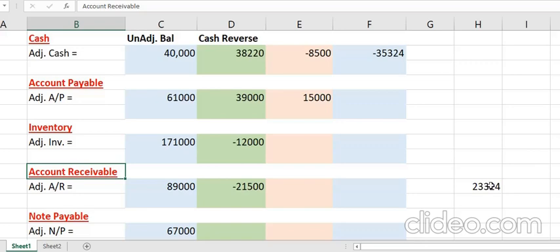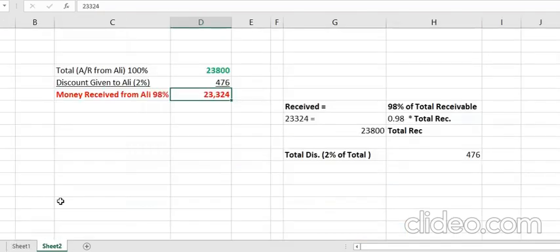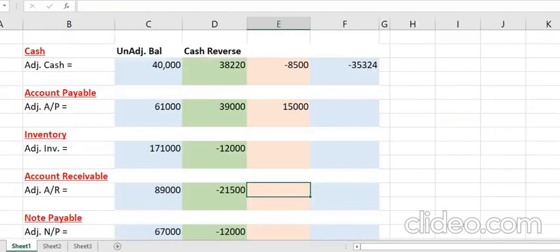I received this money, is it okay? But actually the money which I received is not equal to the money which I wanted to receive. I wanted to receive not this money, I wanted to receive 23,800. You know how the calculation is done. So what I will do is reverse 23,800 here. The reversal of the account receivable would be that I add back this 23,800. So there could be a little confusion: we received 23,324 and we are adding back 23,800.